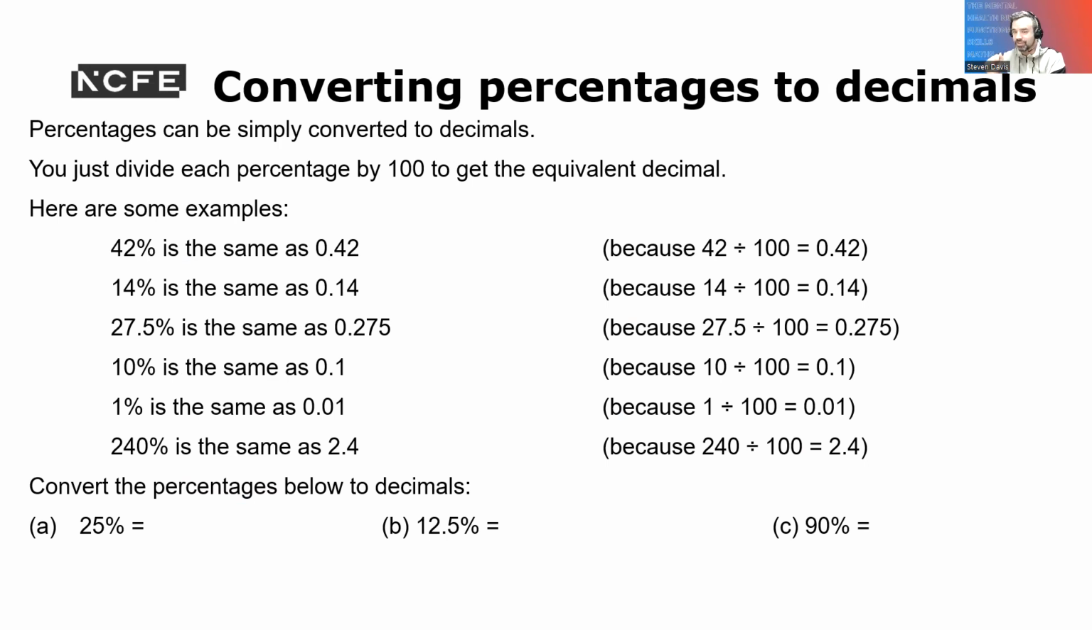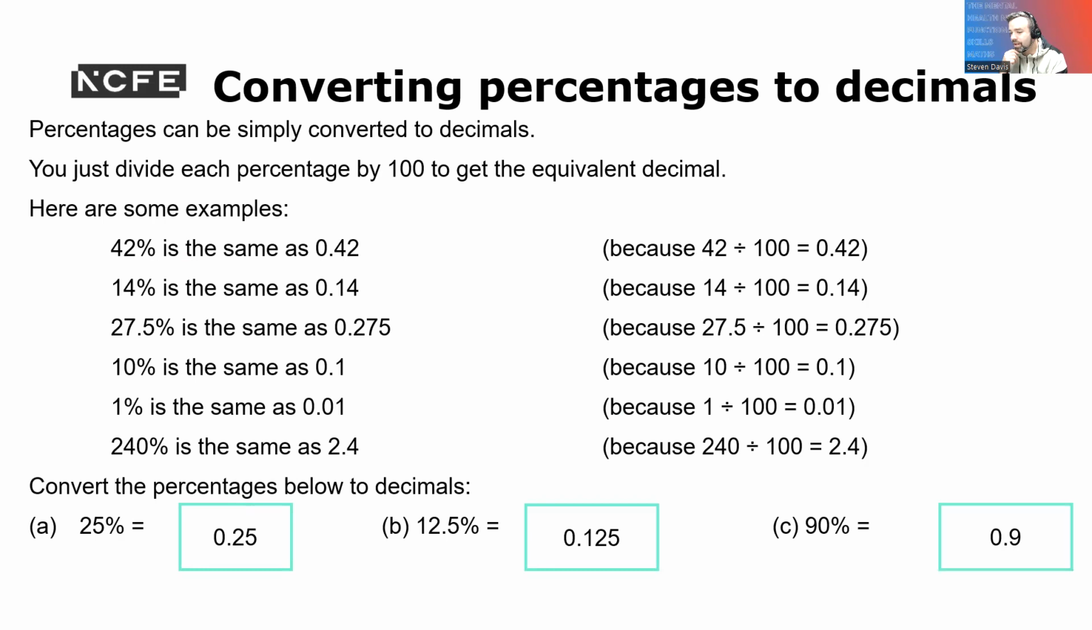27.5% is the same as 0.275. That's because 27.5 divided by 100 equals 0.275. So let's have a go at converting these. So we know that 25% as a decimal would be 0.25. Good. We now know that we move the decimal along, so that B would be 0.125. Good. And C would be 0.9.